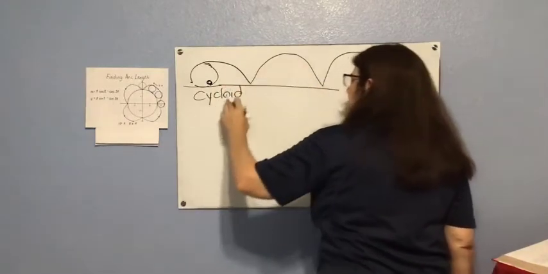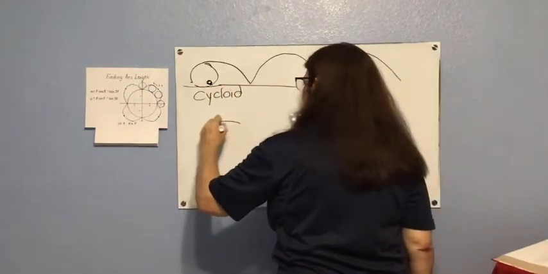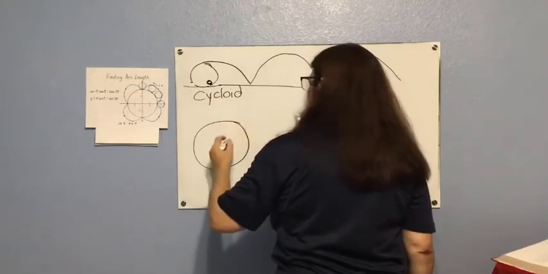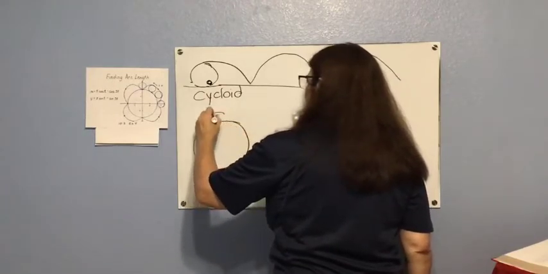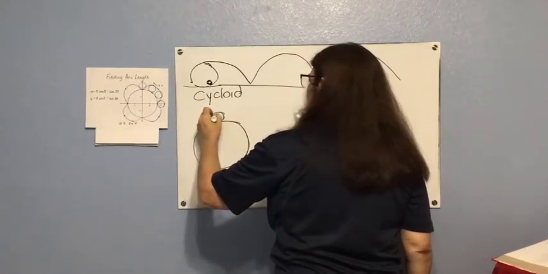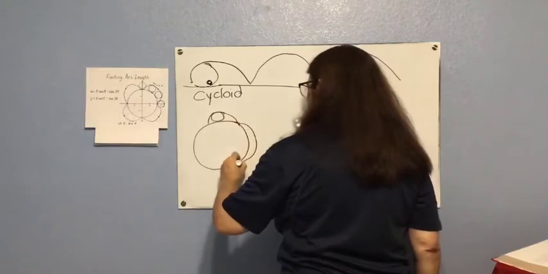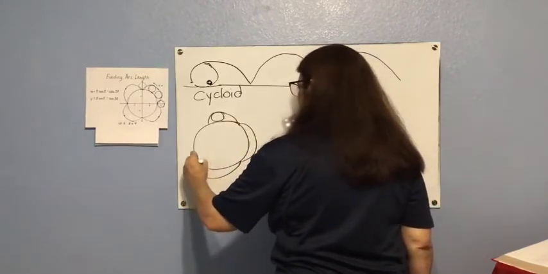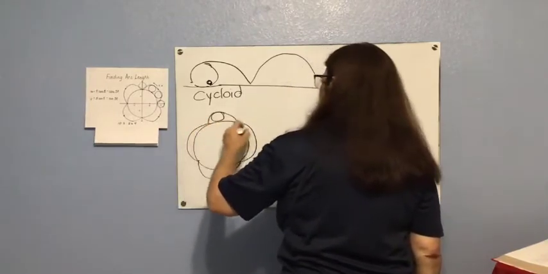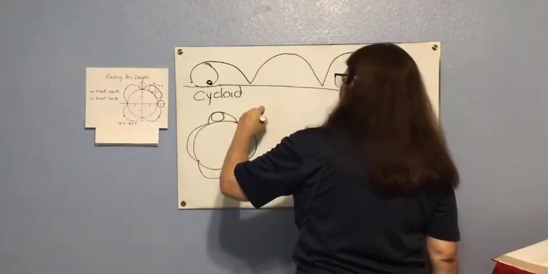Now if I take this picture and I curve it around and use a large circle being circumscribed by a smaller circle, then I get this shape, which is called an epicycloid.